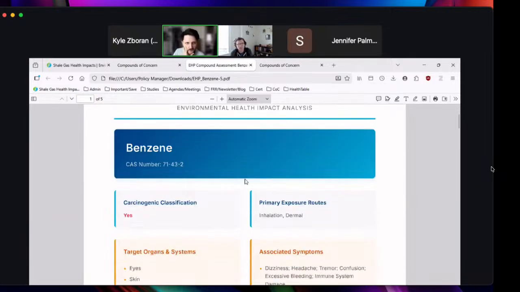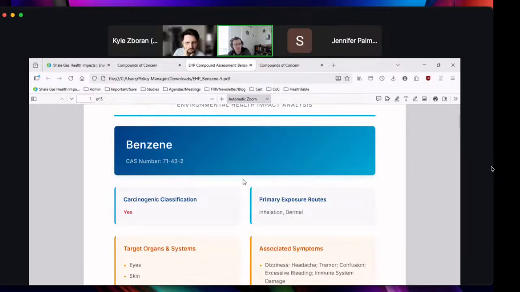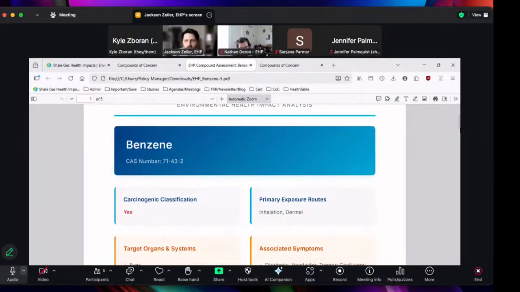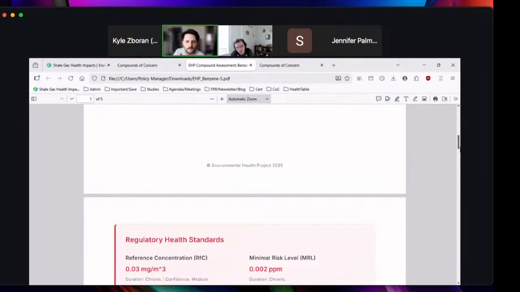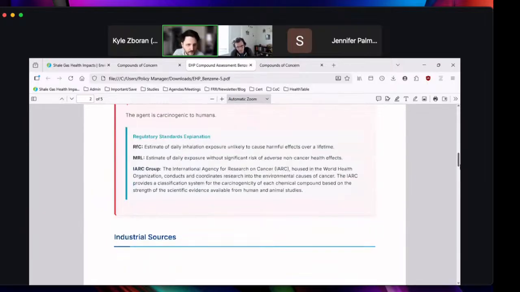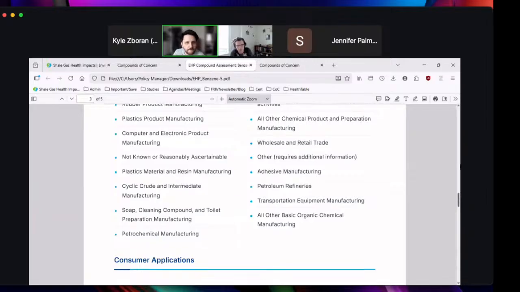Is that showing up, the report here? Yep. Okay, sweet. So yeah, all that same information, just in a more, like I said, legible, printer-friendly format.